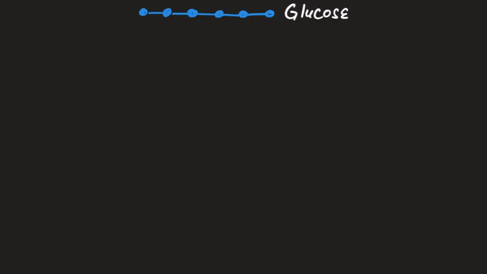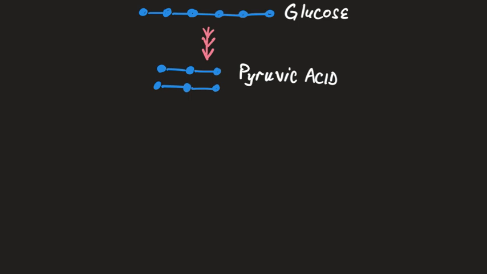Let's take a closer look at how glucose is broken down. Glucose is a 6-carbon molecule. The carbons are shown as the blue circles. The bonds between the carbon are covalent bonds, and when each of these bonds is broken, a certain amount of energy is released, which is packaged into ATP. Glucose is broken down into 2 molecules of pyruvic acid, and this process yields 2 ATP molecules.